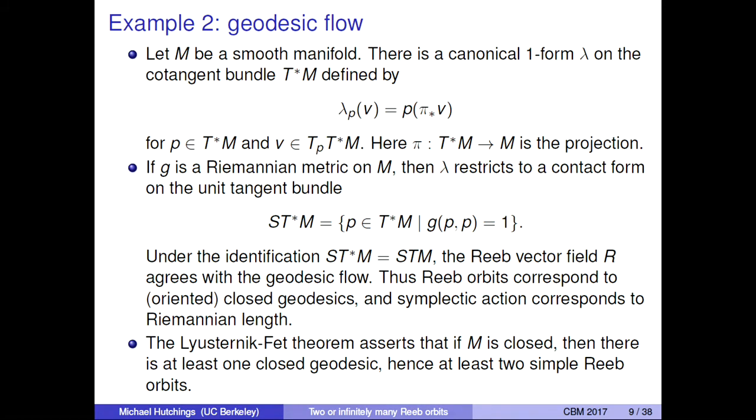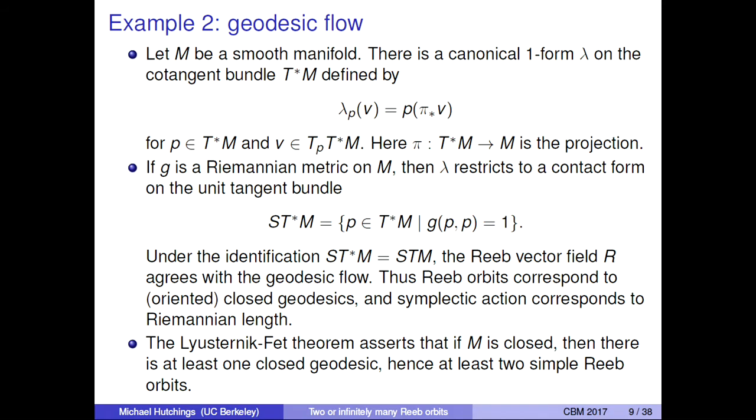And you can check that if you have a Riemannian metric on M, then you can look at the set of cotangent vectors of length 1. This is now a 2n minus 1 dimensional manifold. And lambda restricts to a contact form on it. And the Reeb vector field on this exactly gives you the geodesic flow. So sort of downstairs, you're following geodesics. And also the symplectic action. Right, so the Reeb orbits correspond to closed geodesics.